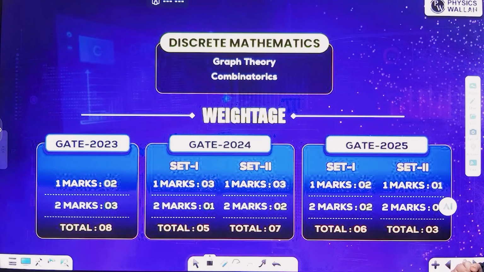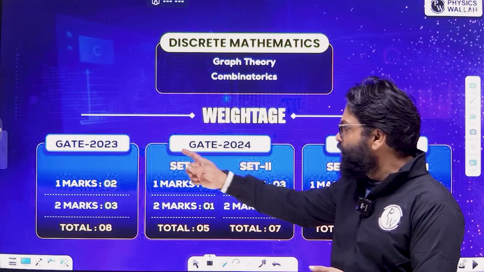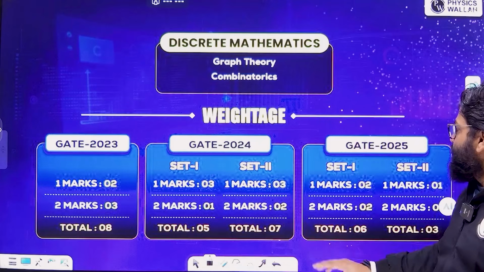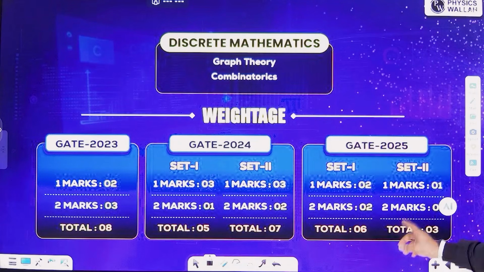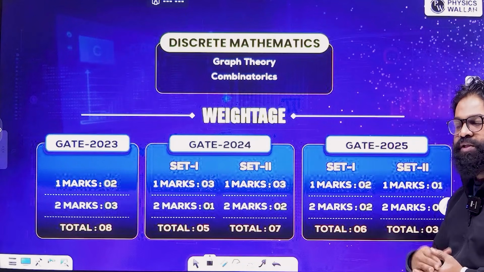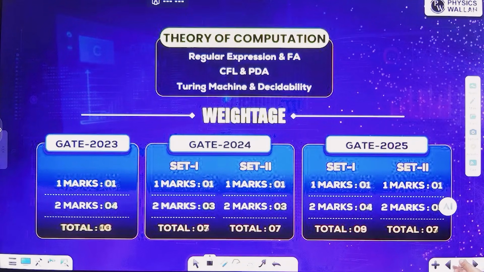Now you'll have discrete mathematics: in 23 8 marks, 24 set 1 5 marks, set 2 7 marks, 25 set 1 6 marks, set 2 3 marks. And the important topics are graph theory and combinatorics. There are more important topics also, but still you can focus on these 2 topics.